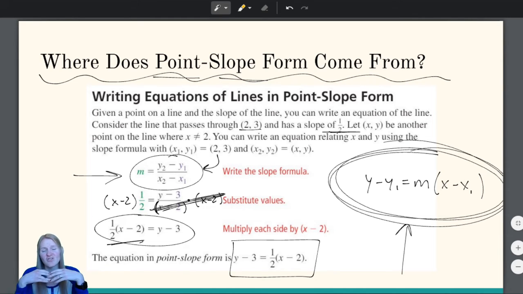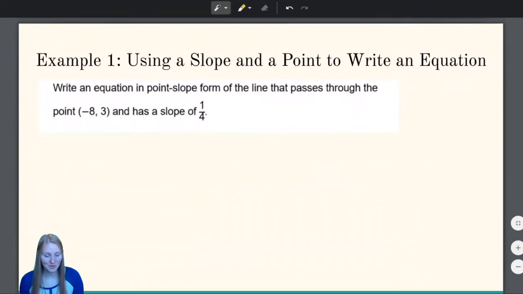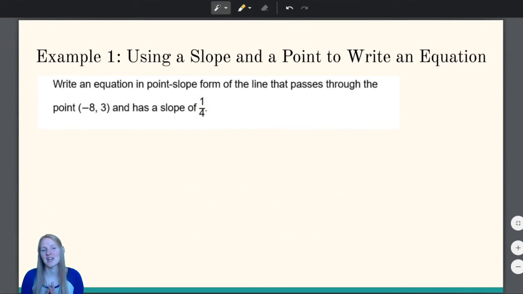So if you didn't fully understand that, that's okay, but this is where it comes from. And I think it can be helpful to look at where point-slope comes from, because otherwise it's hard to trust it. Do I trust this formula without knowing where it came from? So, there you have it. All right, let's move on to our first example.